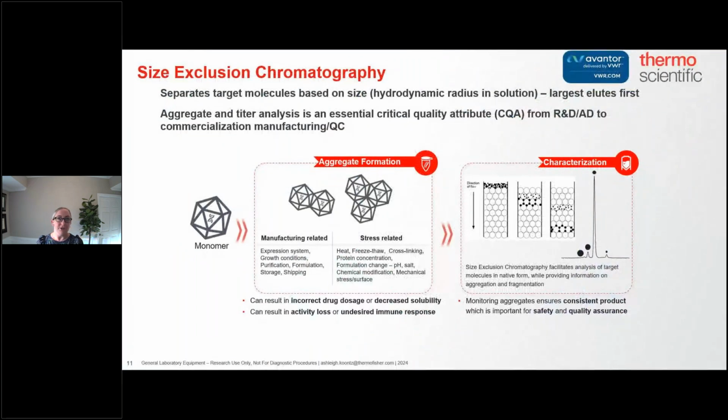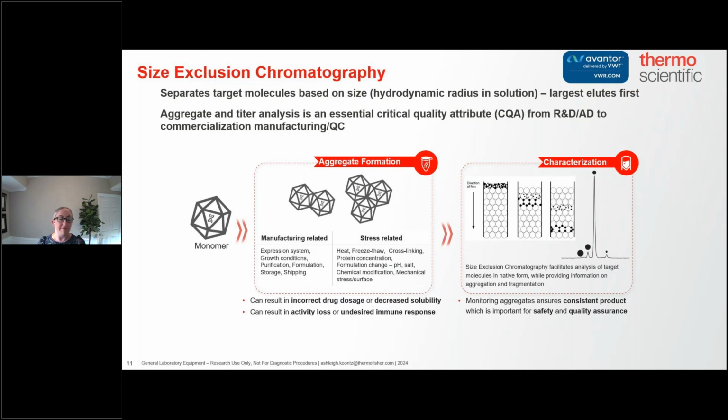So for size exclusion chromatography, you're really looking at separating the molecules based on hydrodynamic volume in solution. And the largest is going to elute first, and then as you decrease in molecular weight, the peaks will elute later down the line in the chromatography.